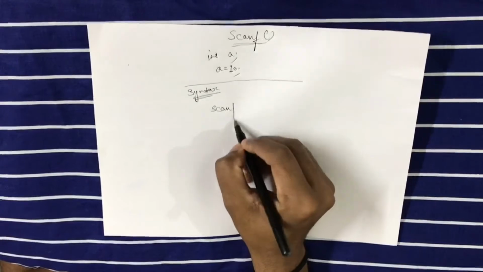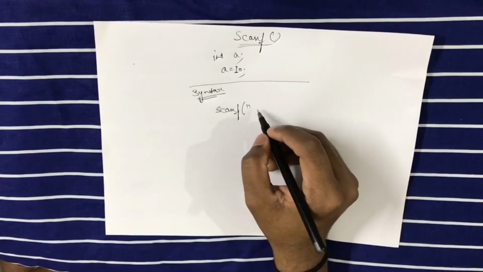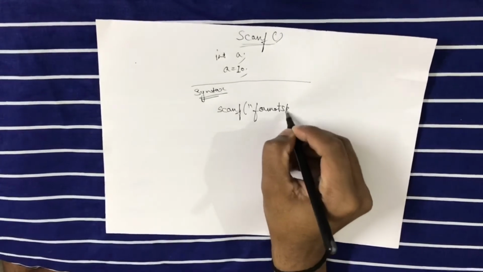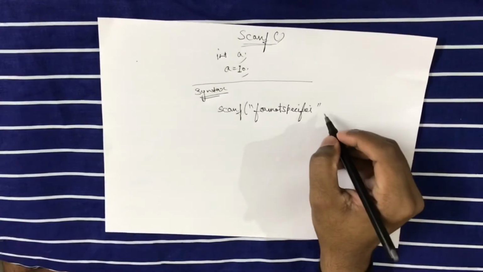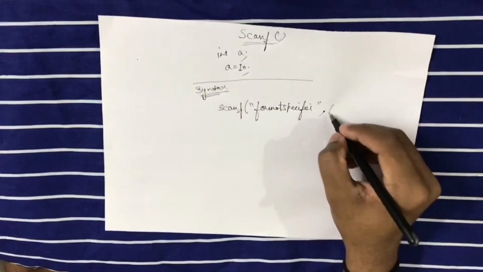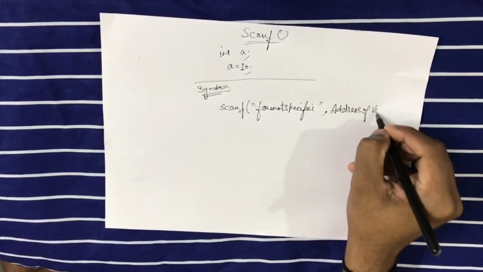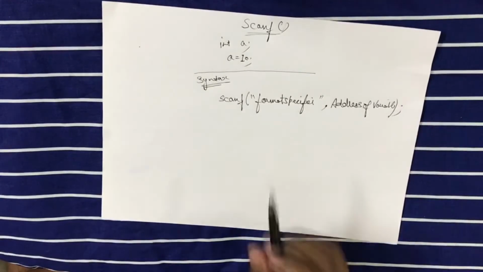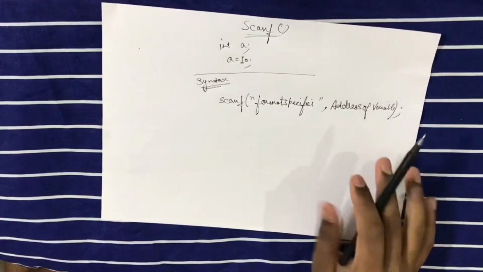Scanf, you'll specify the format specifier over here, and the address of the variable. So this is the syntax. First you will specify the format specifier, then the address of that particular variable.